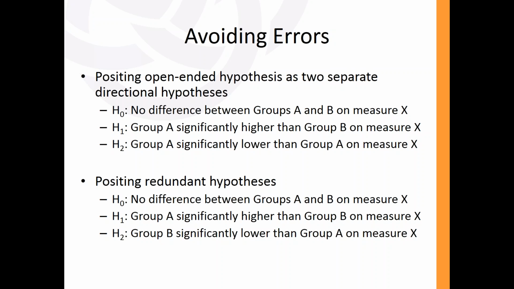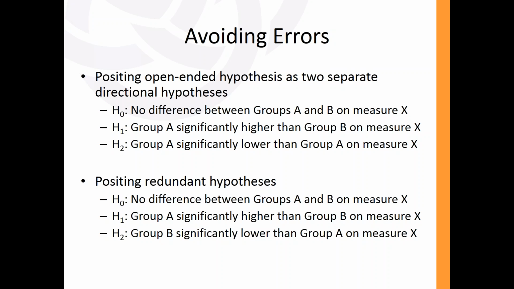So the null hypothesis is okay. There's no difference between groups A and B on measure X. Fine, but you could then see somebody say, all right, group A is significantly higher than group B on measure X. And then the next hypothesis is, oh, group A is significantly lower than group B. This should say group B right here, not group A, on measure X. And so it's kind of like hedging your bets, right? Saying, well, it could be this, it could be that. But the way to do that is to just posit an open-ended hypothesis and say that they're going to be significantly different without specifying two separate hypotheses with two separate directions.